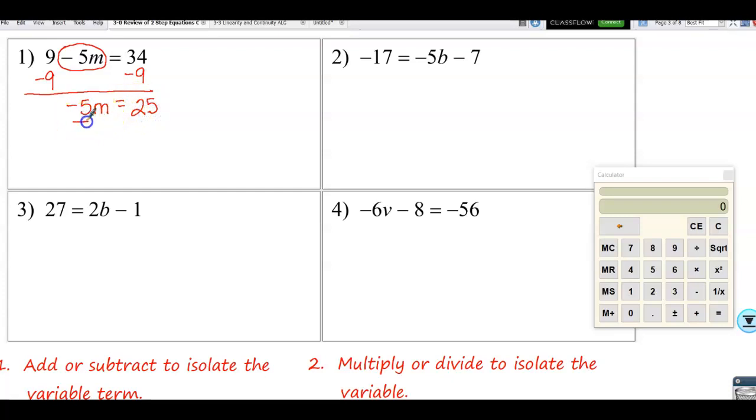Second step is always to multiply or divide to isolate the variable. Here we have negative 5 being multiplied with m, so we're going to divide by negative 5. Divide both sides by negative 5. Those cancel, and we get that m is equal to negative 5.